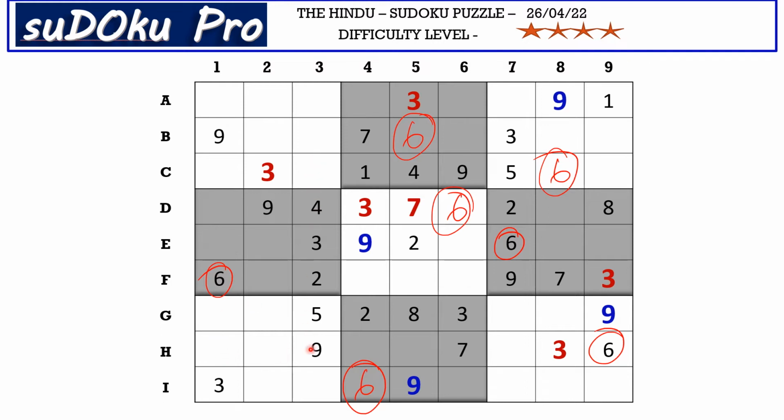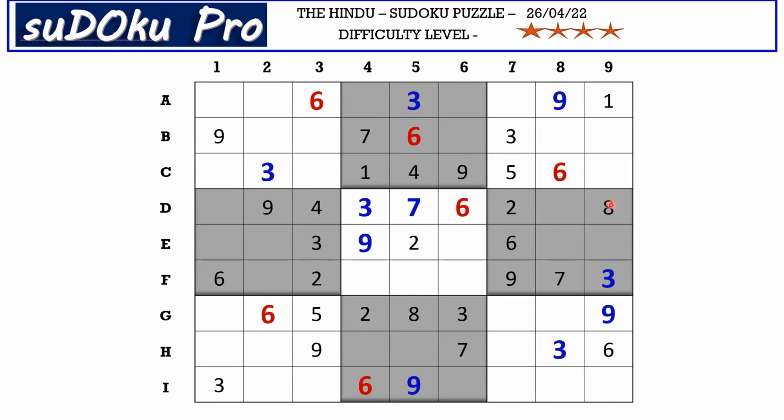Let's finish this block. You have a 6 in H row and I row which blocks these two rows, and you have 6 here in column 1 which blocks here. So G2 takes 6. Now there is a 6 in B row and a 6 in C row which blocks these two rows, and you have 6 here in column 1 and 2. So A3 takes 6.